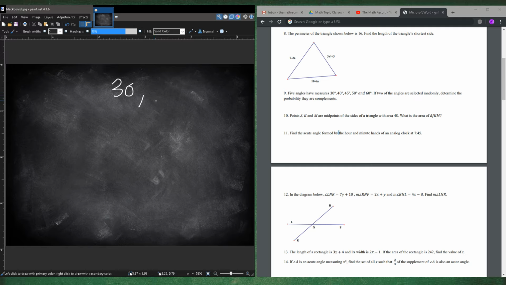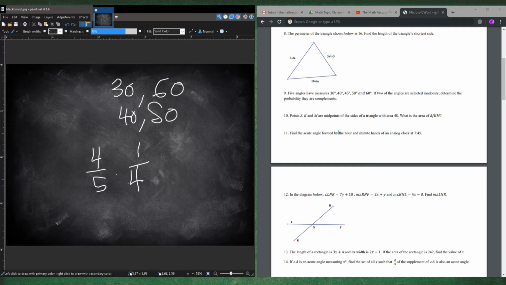Since I know the only ones that are possible are 30 and 60, and 40 and 50, what's the probability that I get one of these four angles first out of the 5 angles? So the probability is 4 out of 5. Then what's the probability that I choose the one angle that I need? Like if I chose 30, what's the probability that I choose 60? Or if I chose 40, do I choose 50? Or if I chose 50, do I get 40? Which is only one of the options out of the 4.